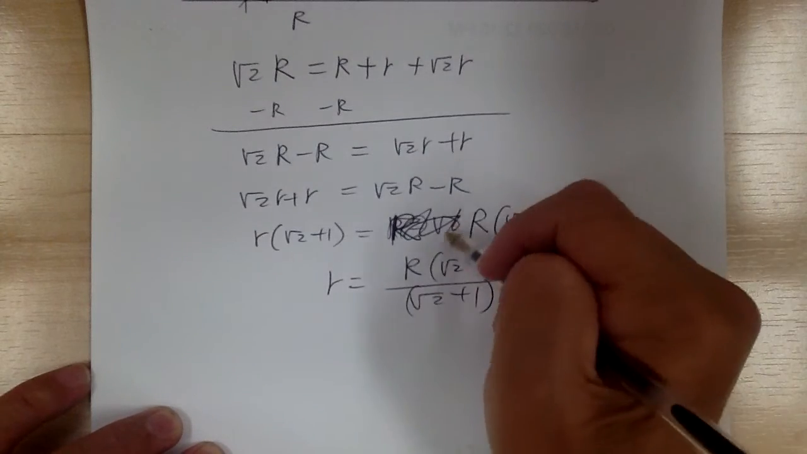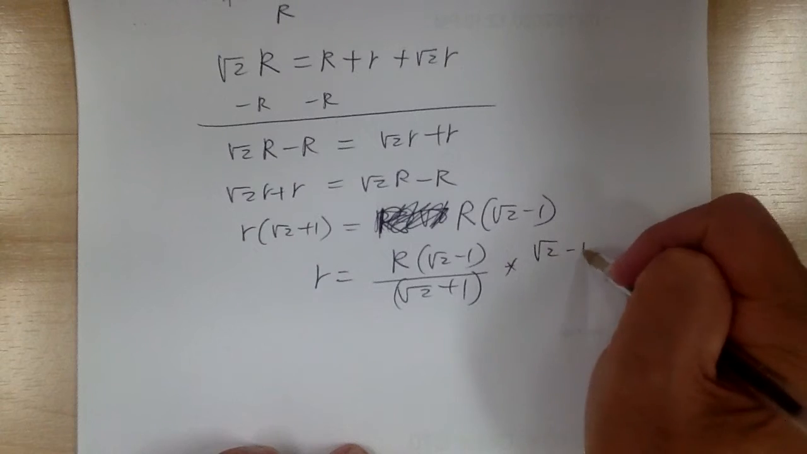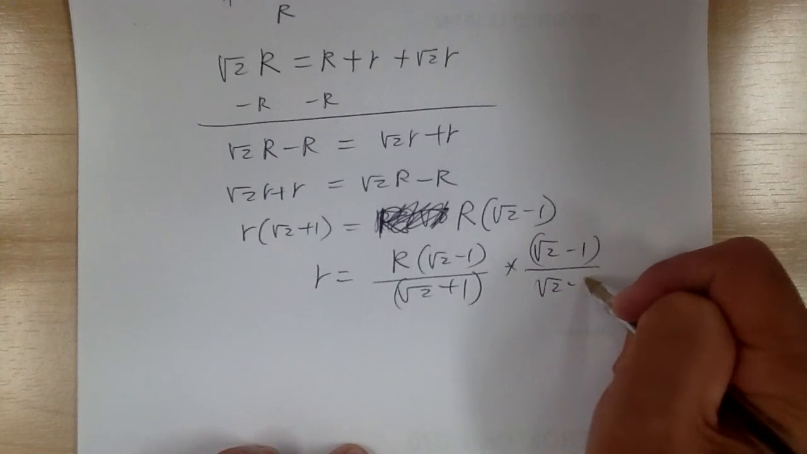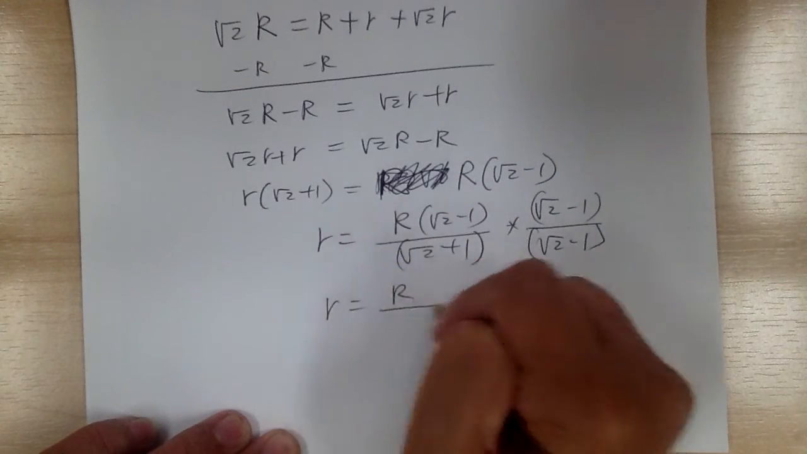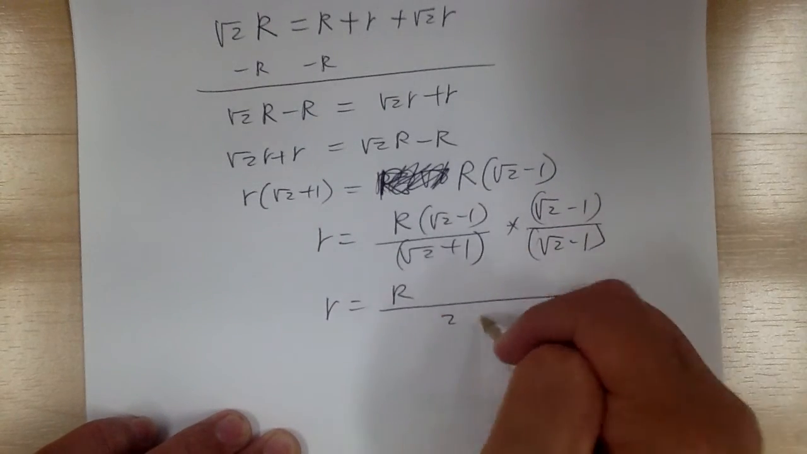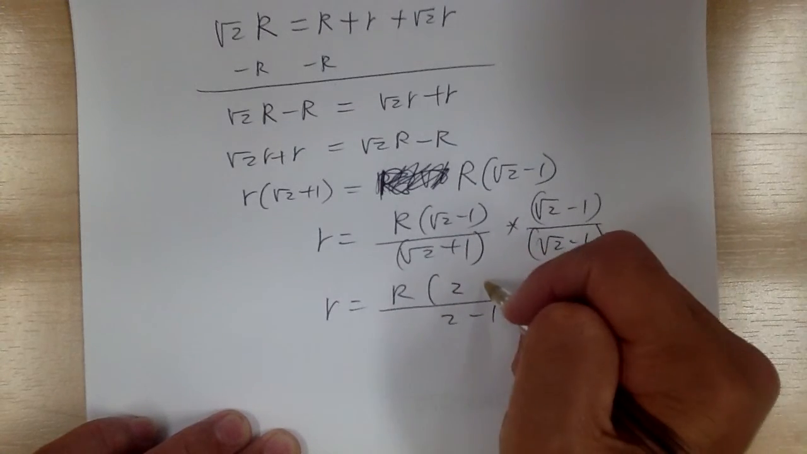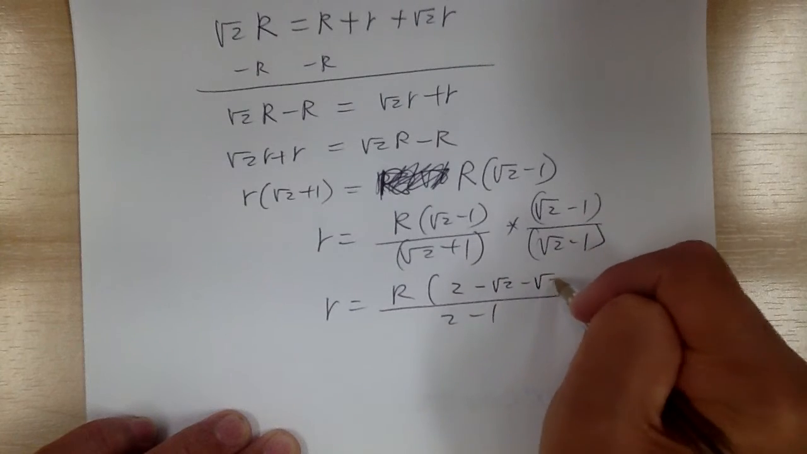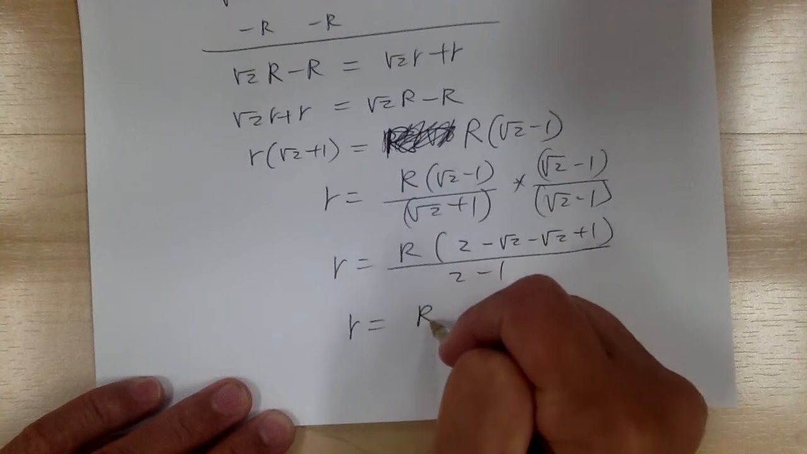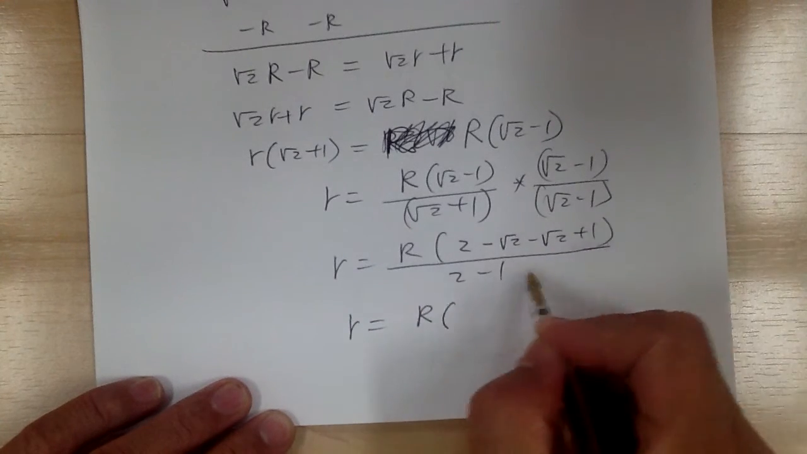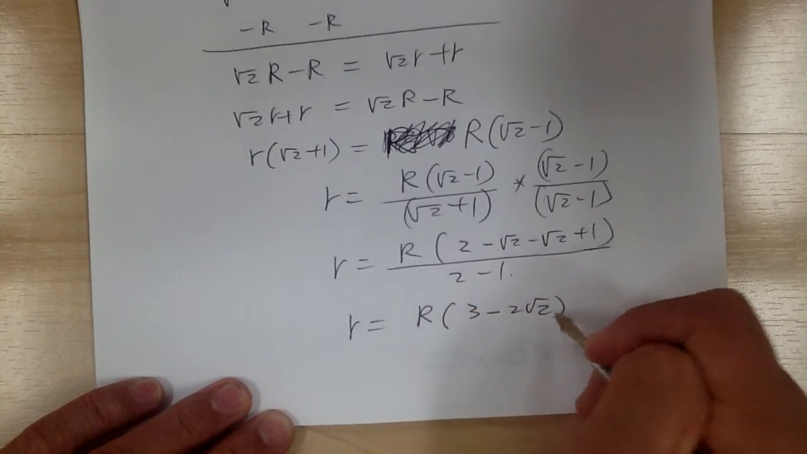And then you simplify, so multiply by the conjugate. So small r will equal big R. On the bottom, you're going to get 2 minus 1. On the top, you multiply square root of 2 minus 1 by square root of 2 minus 1. So small r will equal R times, since the bottom is equal to 1, 3 minus 2 square root of 2. And that's it.